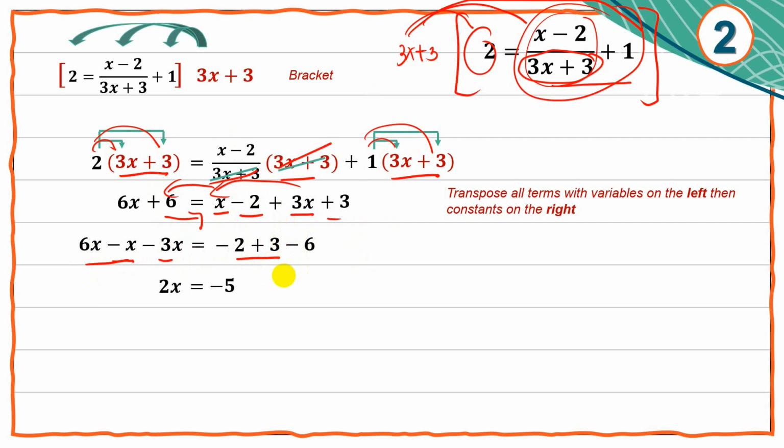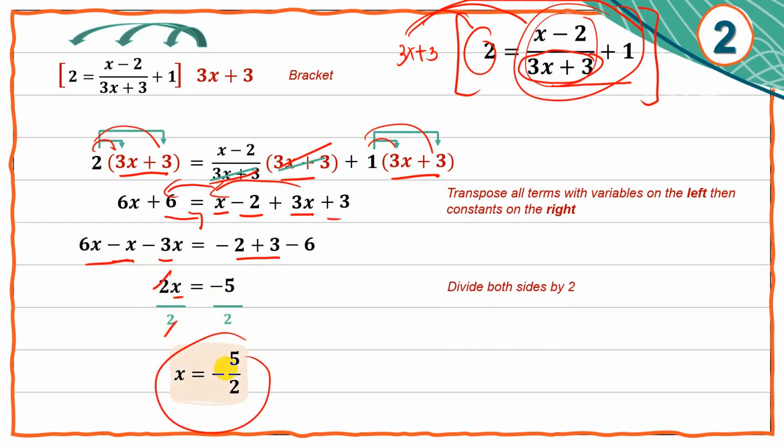And all we need to do is divide both sides by 2. Divide both sides by 2 to isolate x. So we will now have 2x over 2 equals negative 5 over 2. Cancel 2. Therefore, x is equal to negative 5 over 2. That's already our final answer. And if you would like to make it a decimal, it is 2.5, or negative 2.5. All right, so that is example number 2.